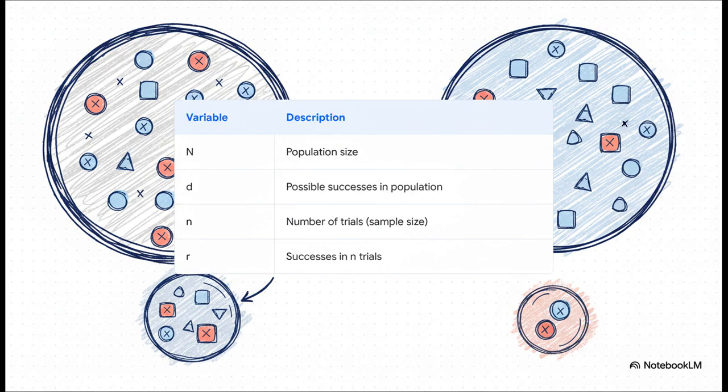N is your total population, every single item you've got. D is the total number of successes in that group, like how many defective items there are in total. M is your sample size, how many you're actually going to check. And R is the magic number. It's a specific outcome you want to find the probability for. Like, what are the odds of finding exactly 2 defective parts?